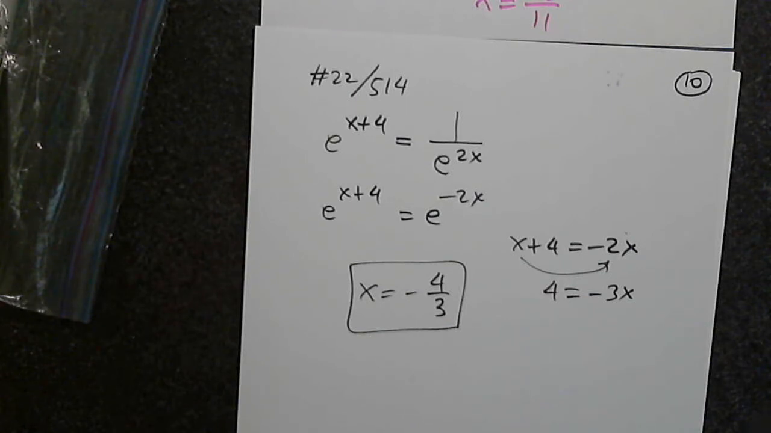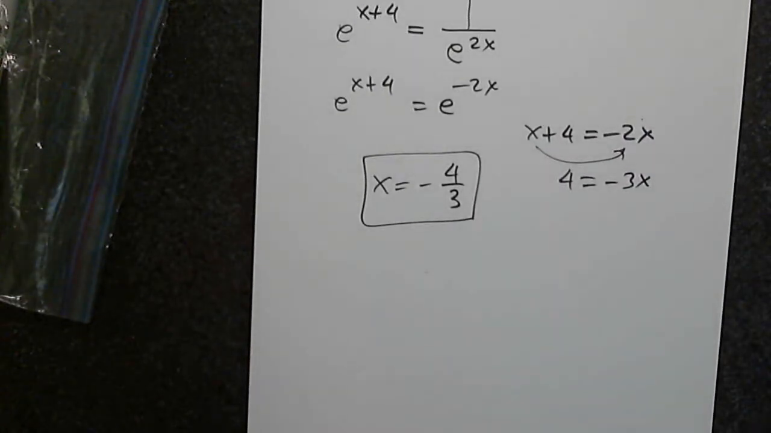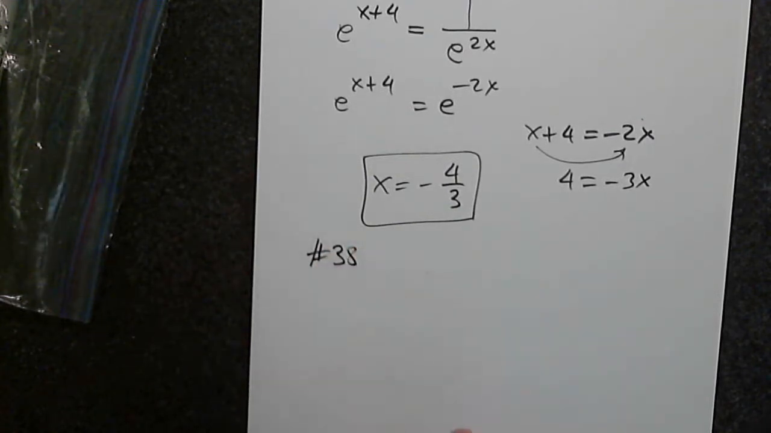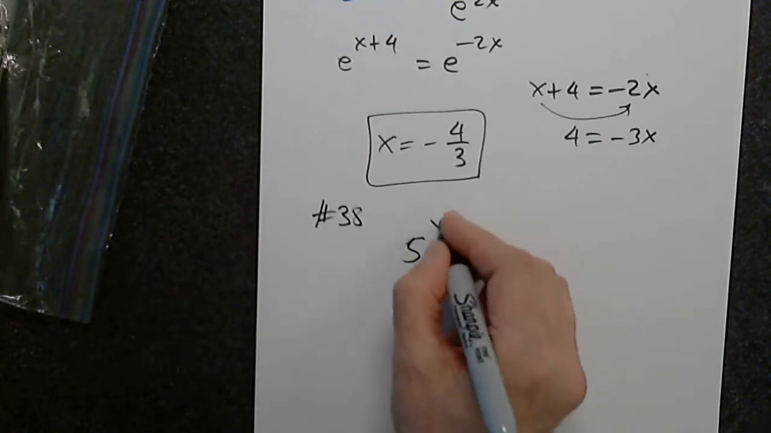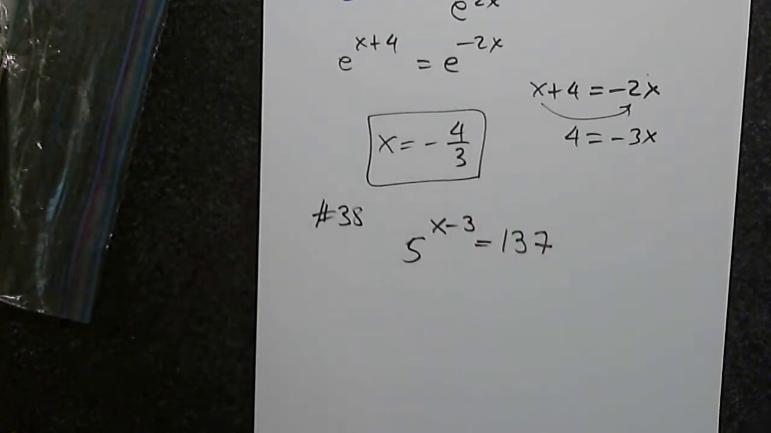However, moving forward, this will not be possible. So let's say, see what happens now. 5 raised to x minus 3 equals 137. Can I make 5 and 137, can I present them with the same base? Never. It's not going to happen.